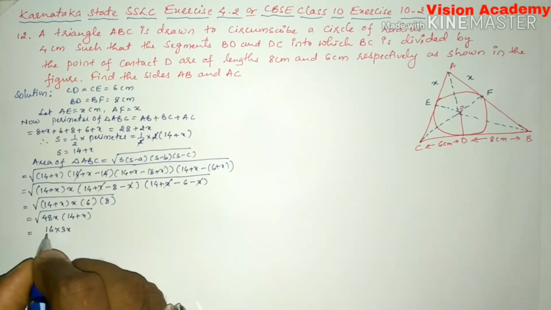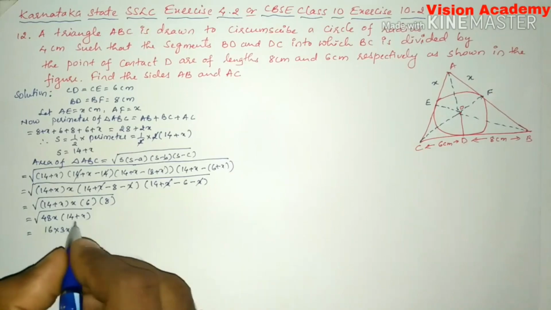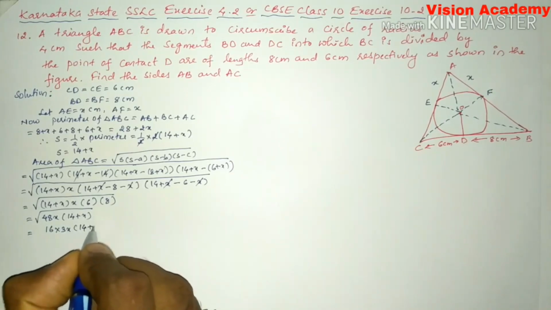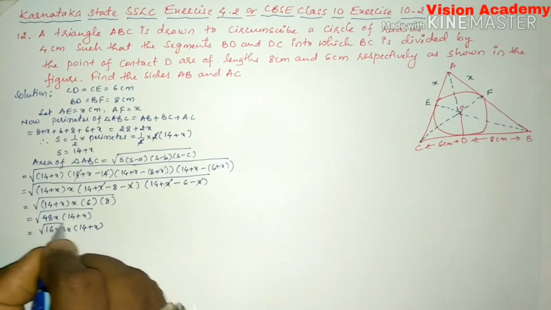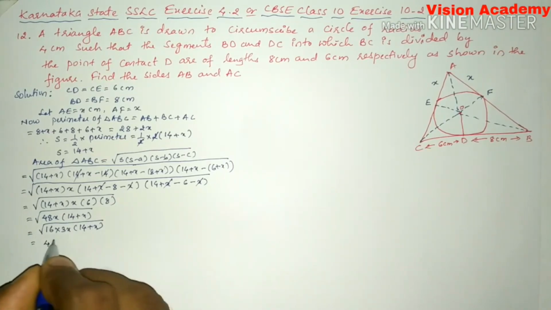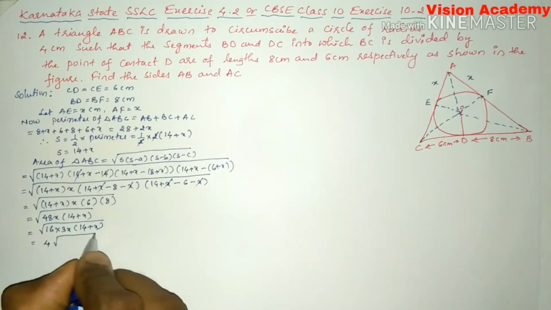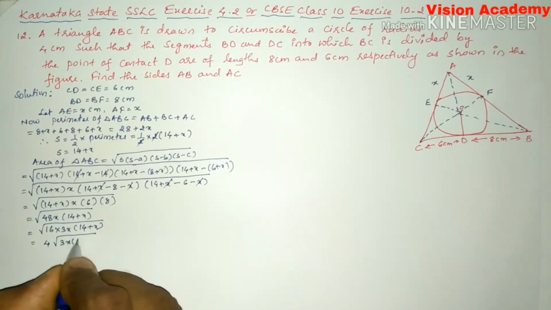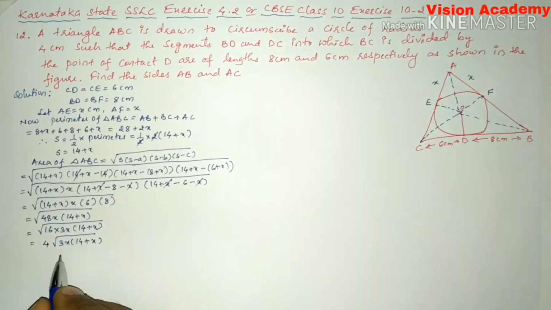16 3s are 48. 16 is a perfect square. We will bring this 16 outside the square root. So now it will become 4, 4 4s are 16. So 4 will come outside of the square root, and inside of the square root we remain with 3x into 14 plus x. Here the area of ABC is 4 square root of 3x into 14 plus x.